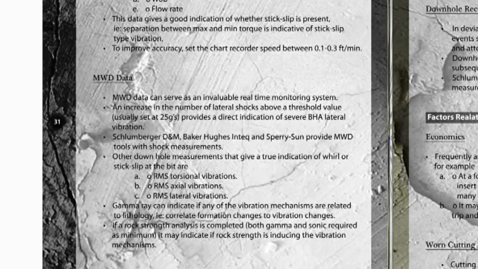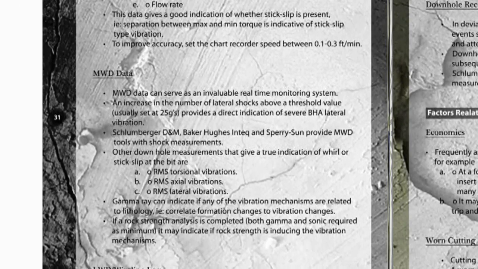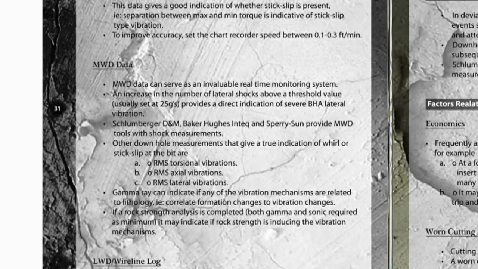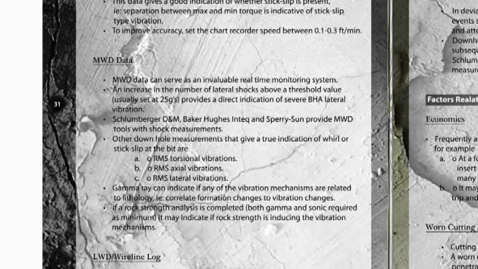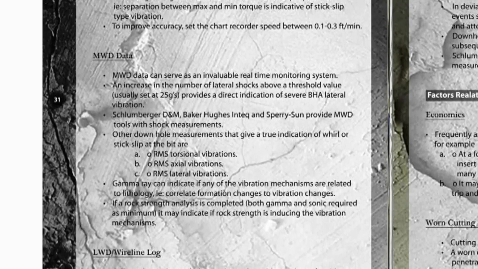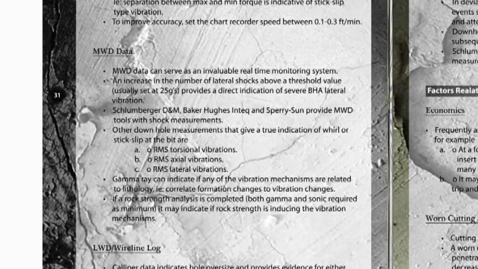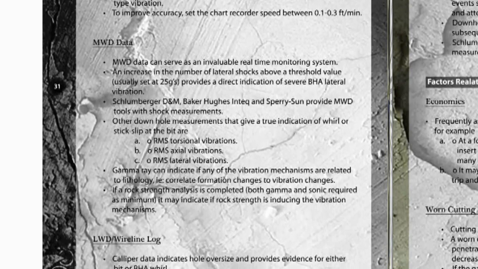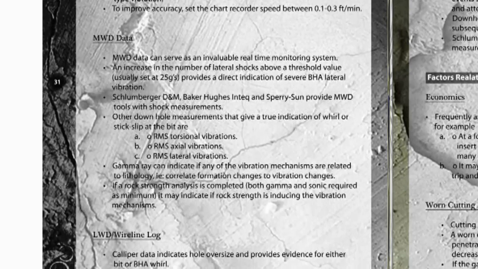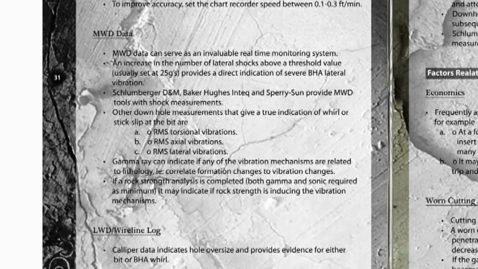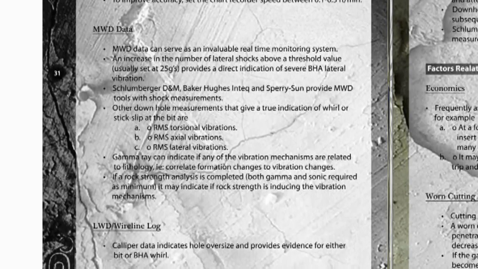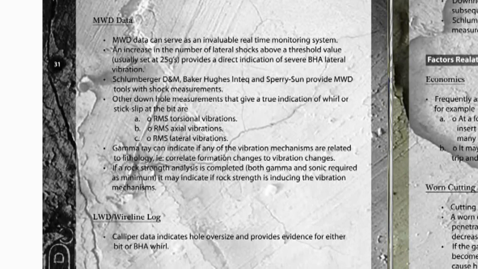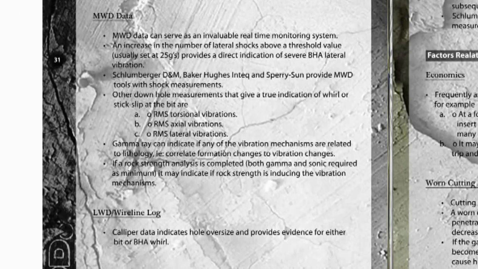Other downhole measurements that give a true indication of whirl or stick-slip at the bit rate are RMS torsional vibrations, RMS axial vibrations, and RMS lateral vibrations. Gamma ray can indicate if any of the vibration mechanisms are related to lithology, i.e., correlate formation changes to vibration changes. If a rock strength analysis is completed, both gamma and sonic are required as a minimum, it may indicate if rock strength is inducing the vibration mechanisms.